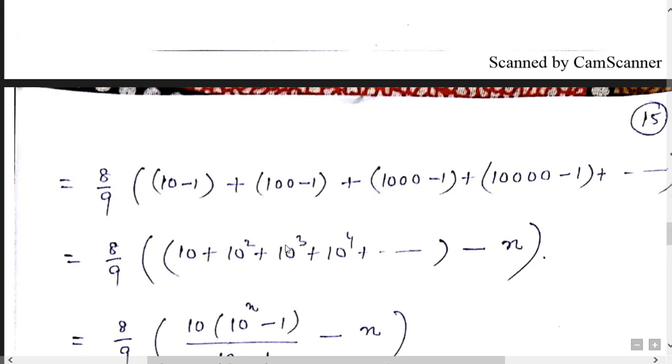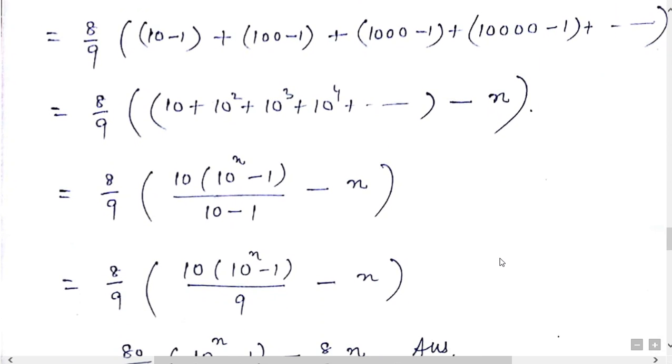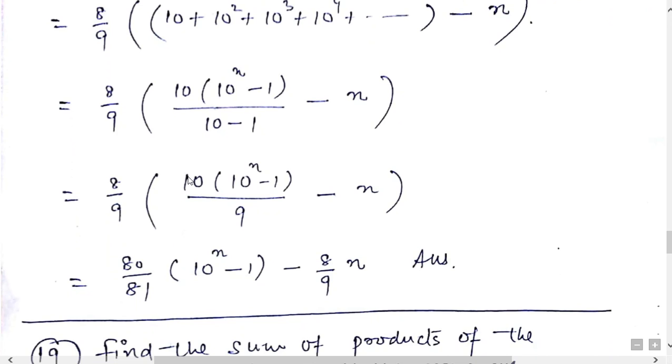One is 10, 10 square, 10 cube, 10 raised to power 4 and so on. And the second term, 1, is n times. It means you can write minus n. Now simply insert the formula. Now the question is simple. 10 raised to power n minus 1 divided by 10 minus 1. It's 10 raised to power n minus 1 divided by 9. Then simple multiplication is there. 8 into 10, 80. 9 into 9, 81. 8 over 9 into n.